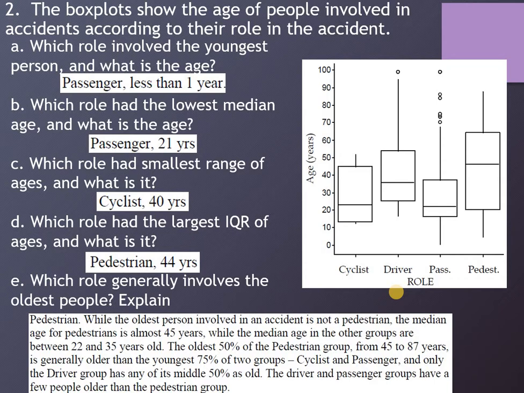Exactly. If I wanted to know who had the oldest, what did they say? They said which role involved the youngest person. I would say which role involved the oldest person. That's the difference between looking at a singular and a plural. Okay, looking at the group versus one.